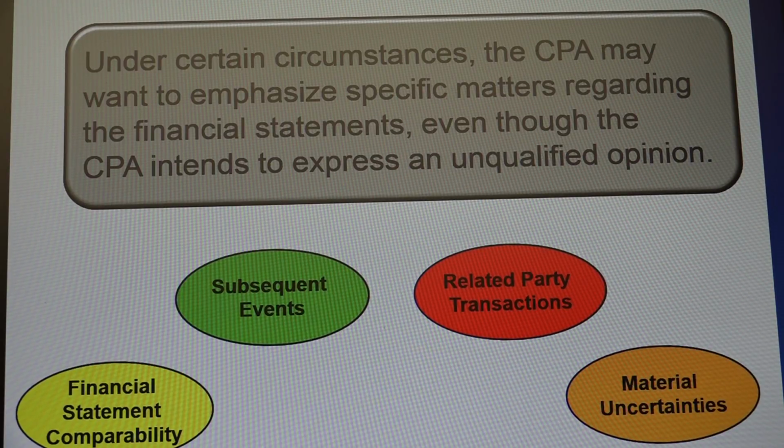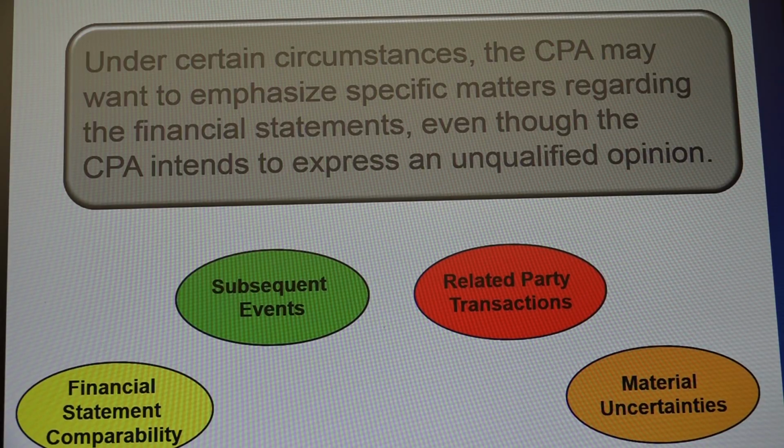You might have a big one that I've seen is where there's some subsequent event that is material enough to bear mentioning in the financial statement opinion. You know, let's say there was a fire at a major plant of the corporation. That's pretty material and would need some emphasis in the auditor's report.